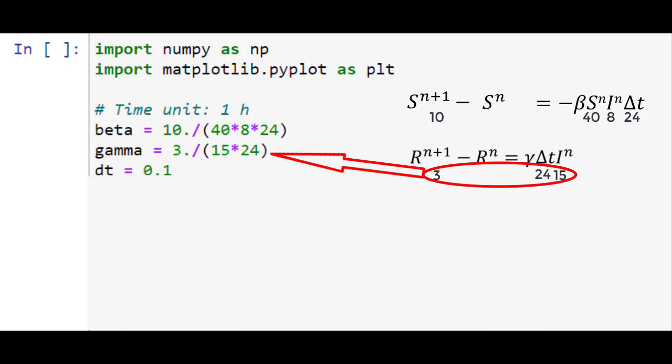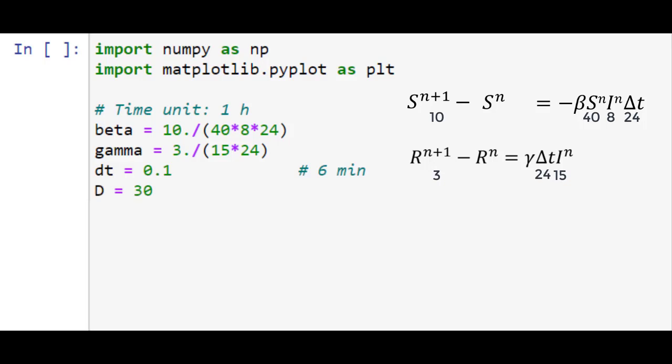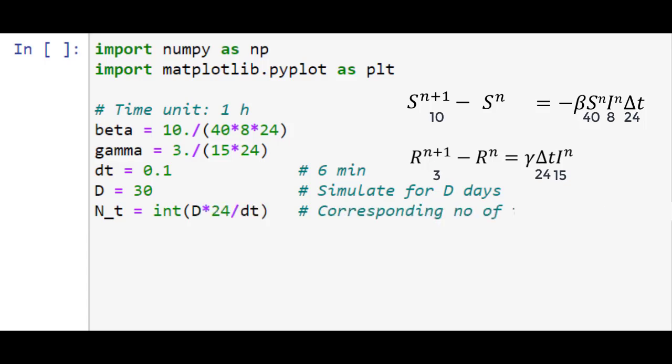Set our short time interval, delta t, to 6 minutes, or 1/10 of an hour. To see how the infection spread, we will compute the number of susceptibles, infecteds, and recovereds repeatedly over 30 days, or 720 hours. That will give us the total number of time steps, n_t, being 30 times 24 hours divided by 0.1 of an hour, or 7,200 steps.